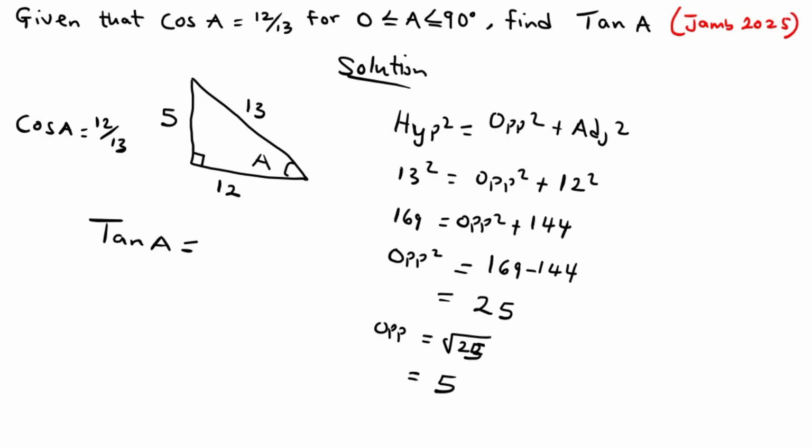So we can now go ahead and find the value of tan A. Tan A is opposite divided by adjacent. Okay, so my opposite now from the diagram is 5, divided by the adjacent, which is 12. So that is the value of tan A, 5 over 12.